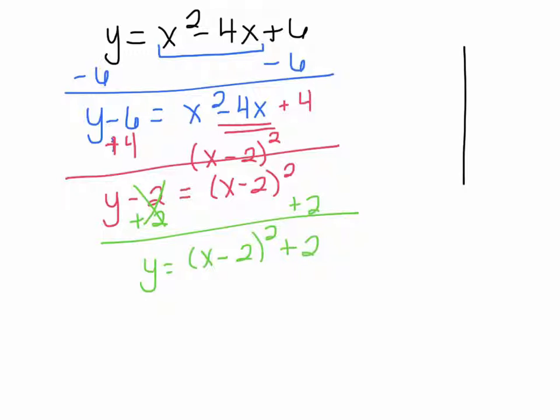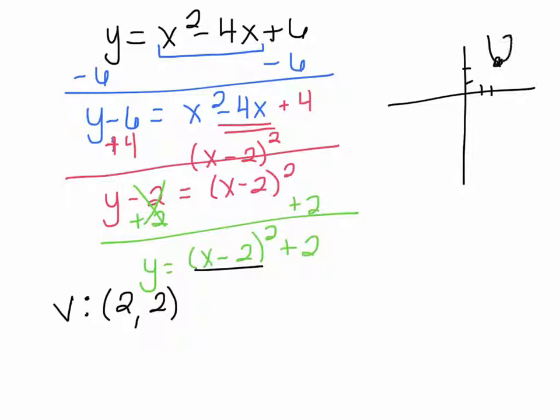So now if I made a simple sketch, the first thing I'm going to do is find my vertex. My vertex is the opposite of this, which is 2, comma the outside, which is 2. So my vertex is 2, 2, and it's going to go up. My axis of symmetry is x equals the x value, which is 2, and the domain is all real numbers.